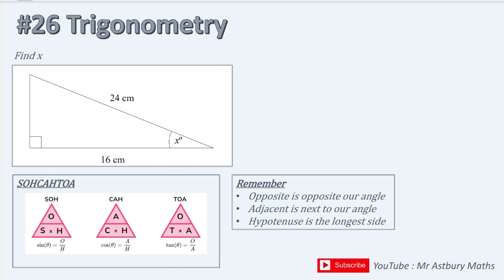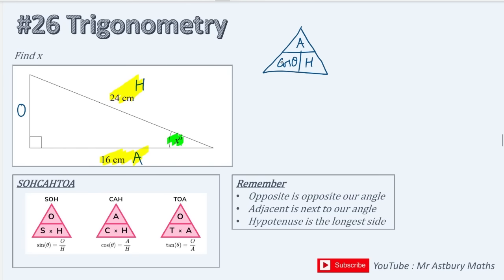And now we need to work out the angle rather than the side, but we use the same logic. So this is the opposite. This is opposite the right angle, so that's the hypotenuse. And this is the adjacent. In this case, I have the hypotenuse and the adjacent, and I'm actually looking for the angle. So A and H means cosine. So I draw my cosine triangle, which is cosine of the angle is A over H.